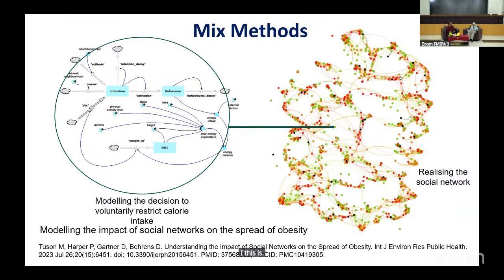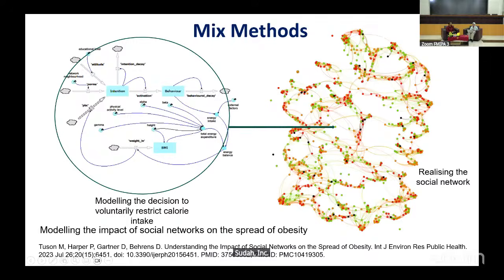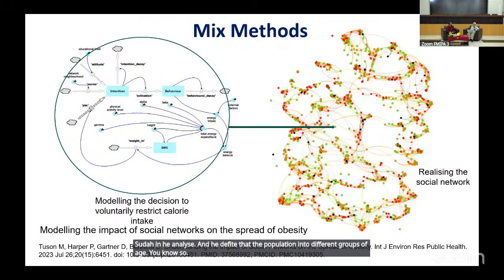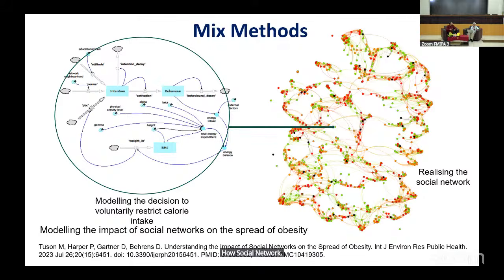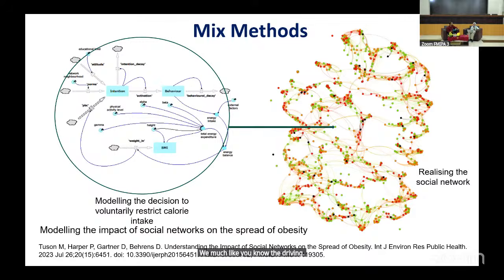Okay, the second one is, oh sorry, I forgot to mention. He then analyzed and divided the population into different age groups, young people and older people, to see how social networks help reinforce the effects of the spread of obesity. And interestingly, it's different from young people to older people. For young people, the social network is pretty much the driving force.